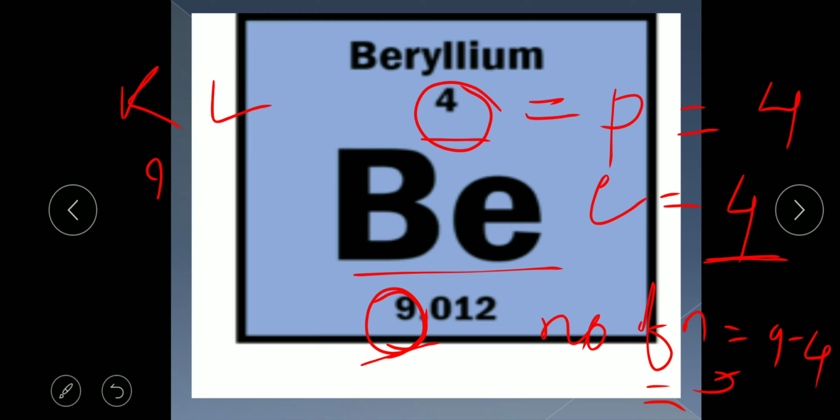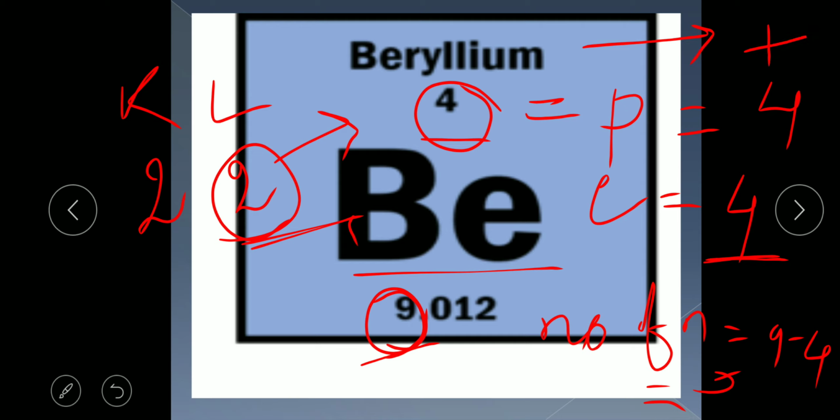How many electrons in the K shell? 2. How many electrons in the L shell? That is 2. Okay. So will it give the electron or take the electron? Definitely it will give the electron. When it gives the electron, how many electrons will it give? 2. So its valency is 2. Okay. So it will gain a positive charge. Please always remember, the elements which give the electron will get a positive charge, and the elements which take the electrons will get a negative charge. Okay. That is also important. So it will get a 2 plus positive charge.